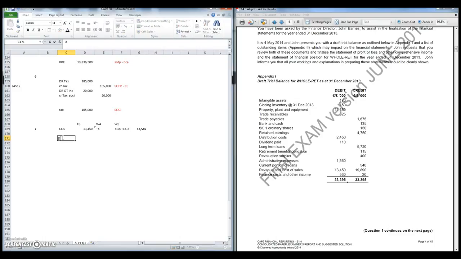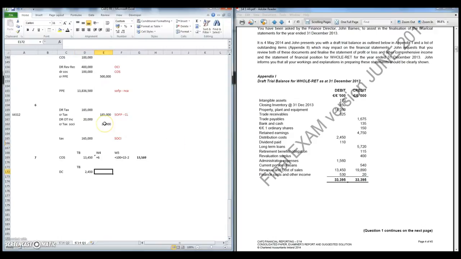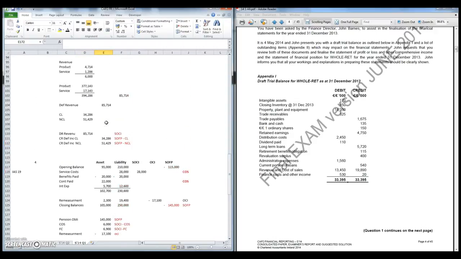Same working for distribution costs. So just really summarizes where's the trial balance. Let me just bring this down to reference. So distribution cost, the trial balance is 2,450, and again I'll be consistent, do TB. So again, you may want to do a columnar as opposed to in rows. Either or is acceptable. So I go up then, where's my distribution costs?